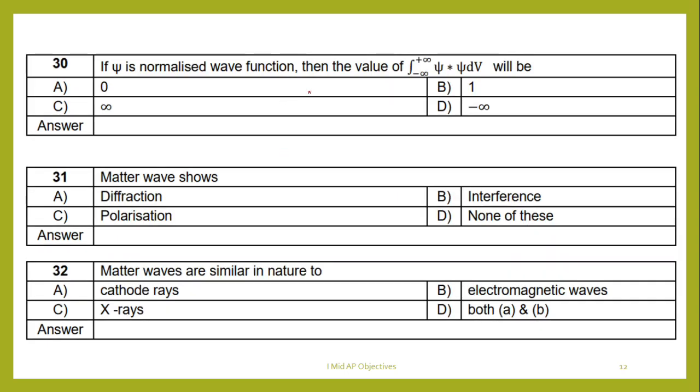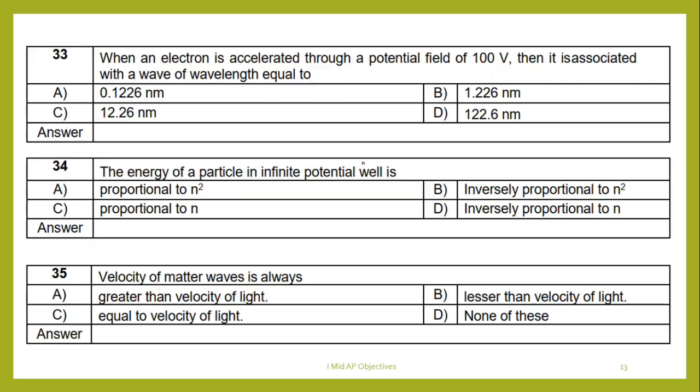If psi is a normalized wave function, then the value of the integral from minus infinity to plus infinity of psi star psi dV will be 1. Matter waves show diffraction and interference. Matter waves are not similar in nature to electromagnetic waves. When an electron is accelerated through a potential of 100 volts, it is associated with a wavelength of 12.26 angstrom. The energy of the particle in an infinite potential well is proportional to n square. The velocity of matter waves is always greater than the velocity of light.